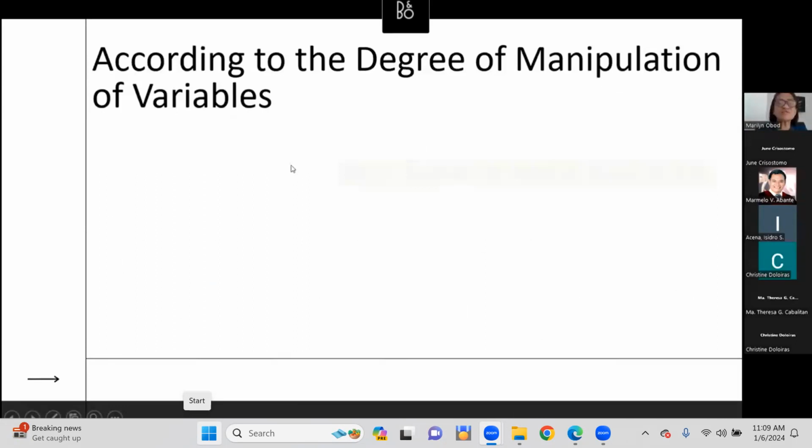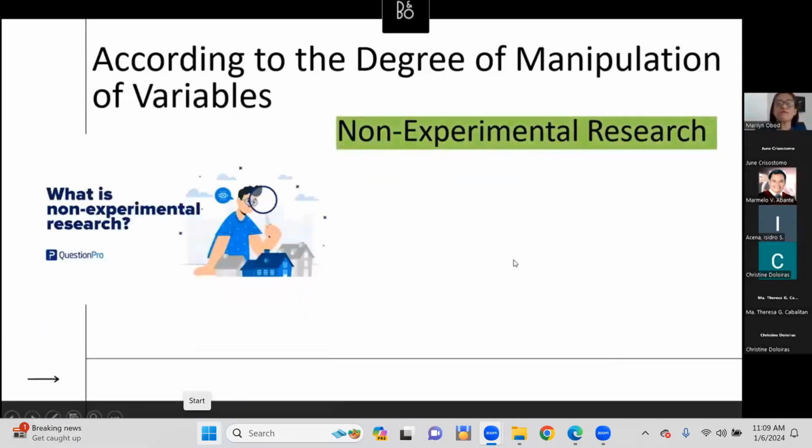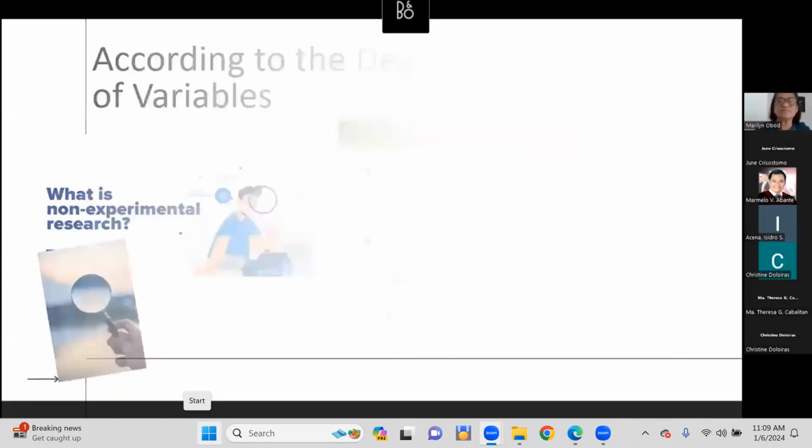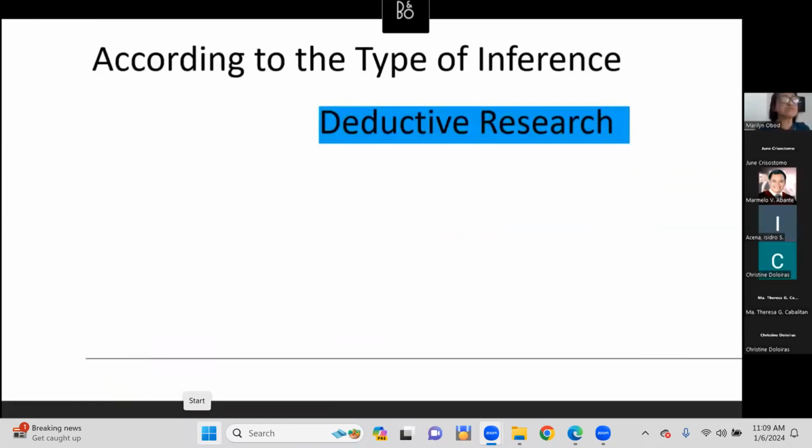Okay. According to the degree pa rin of manipulation, non-experimental. Okay. So non-experimental research, yan, observational. Sometimes yung iba ginagamit nga dito descriptive. But non-experimental means you will not do the actual experiment. You may just observe, okay? Or you may just ask about the research that they did in terms of experience, in terms of learning. So that is non-experimental.